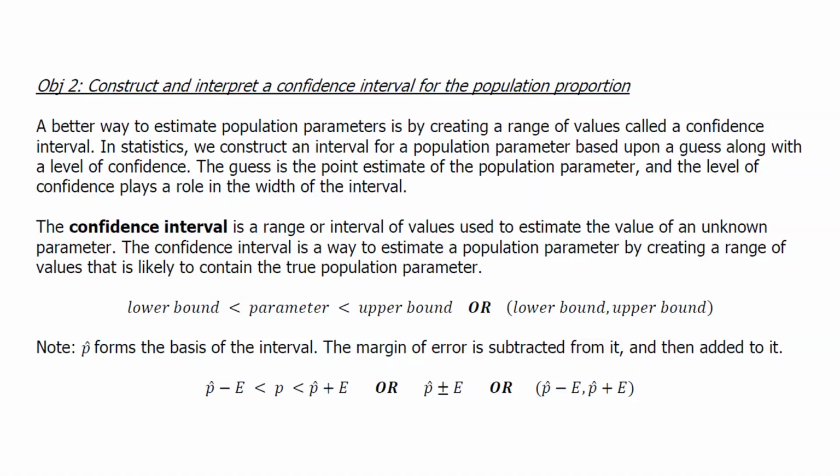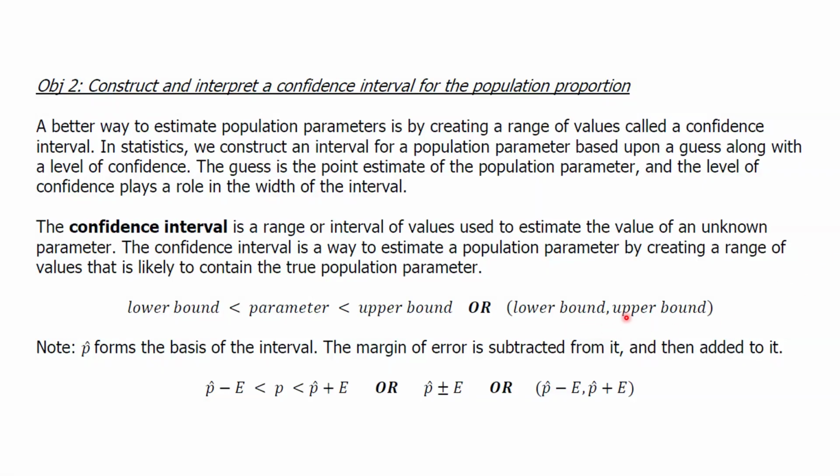So then what is the confidence interval? Well, the confidence interval is a range or interval of values used to estimate the value of an unknown parameter. The confidence interval is a way to estimate a population parameter by creating a range of values that is likely to contain the true population parameter. Mathematically, it is where the parameter is greater than your lower bound, but less than your upper bound, or it's written as lower bound, comma, upper bound.